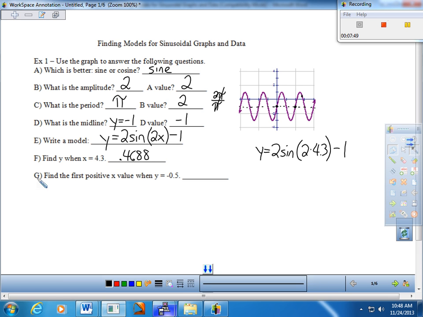Now let's switch it. Find the first positive x value when y is -0.5. So a -0.5 y value would be right here. Obviously, there are theoretically an infinite number of x's that give me a y value of -0.5, but I think this is the one we're looking for right here. Now let's see what we get. Again, let's do it with the algebra. So given a y, find x.